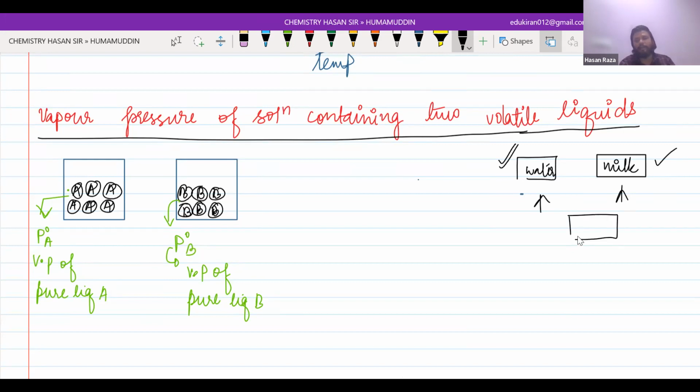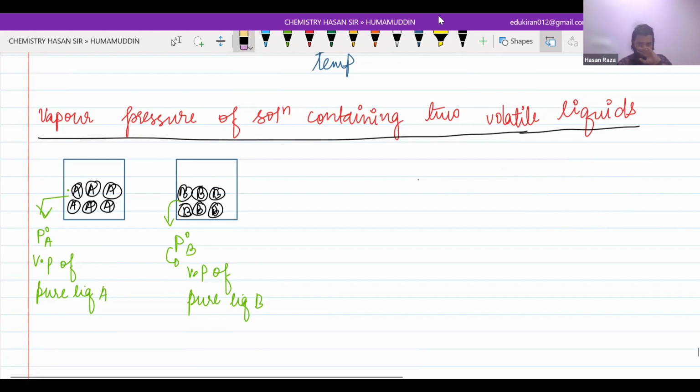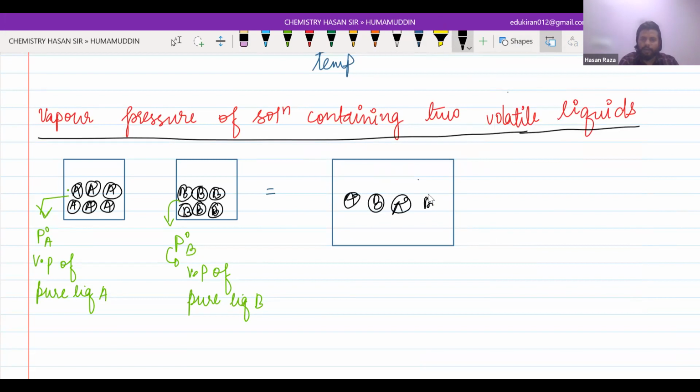Now you are going to add them together, water plus milk. This solution will have a different boiling point. So it is very important to differentiate between them, because when it is pure, it will have a different boiling point, and when they are mixed to form a solution, it will have a different boiling point. We will see how, or it may be the same boiling point. That depends. Okay. Now see what will happen. If you are going to mix them together, AB molecule will be here. AB molecule will be here.